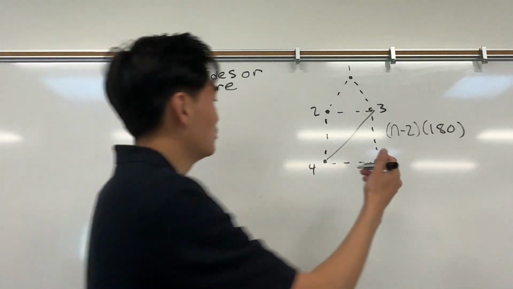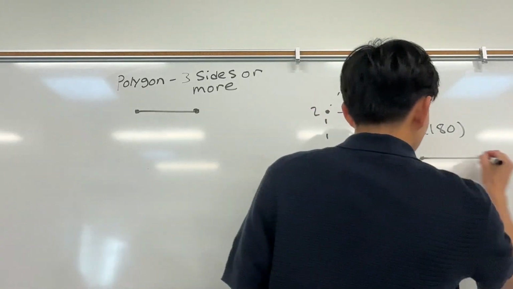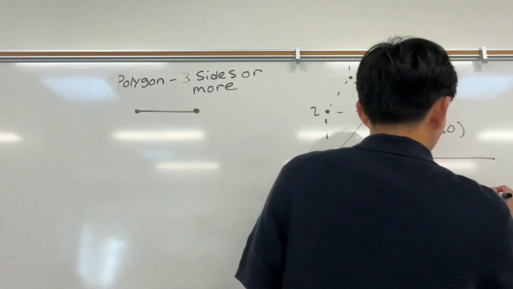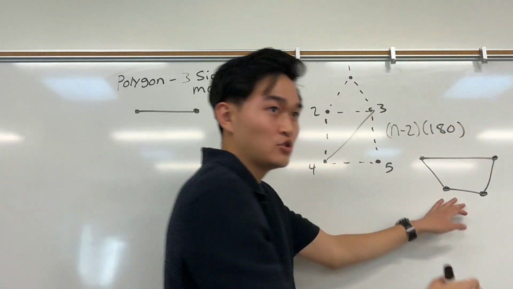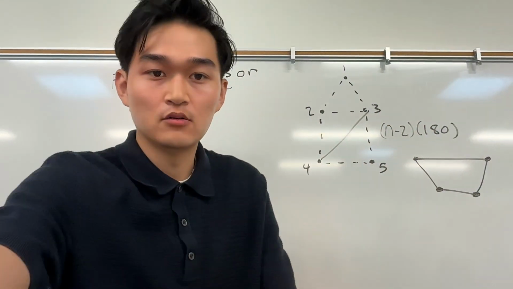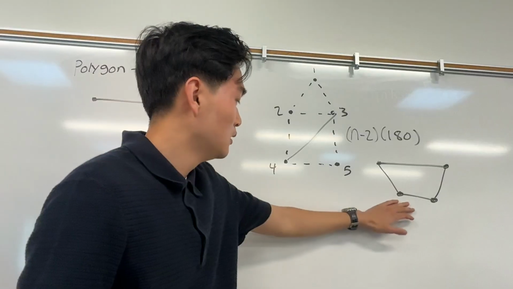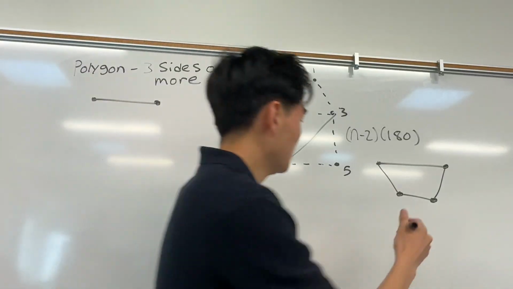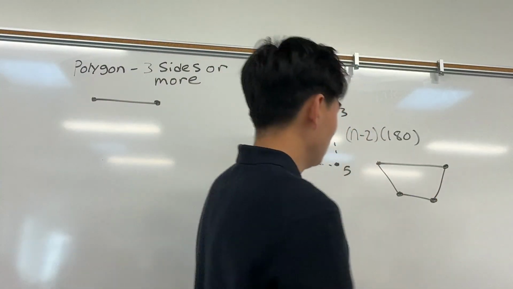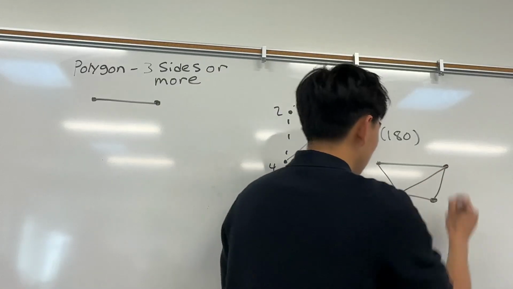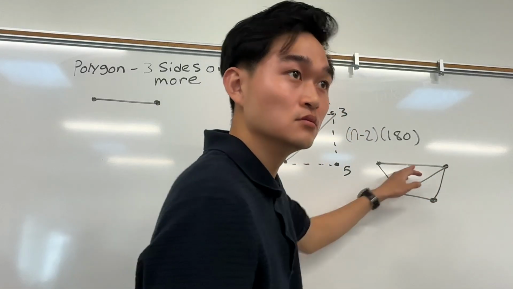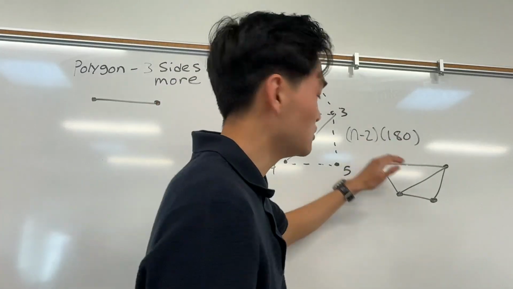And then when I have something like this with 4 vertices, I call these vertices. A vertex is just where 2 sides meet. If I have 4 sides, I can split this into how many? 2. One line like this, and then there are 2 triangles. So 4 minus 2 is 2.